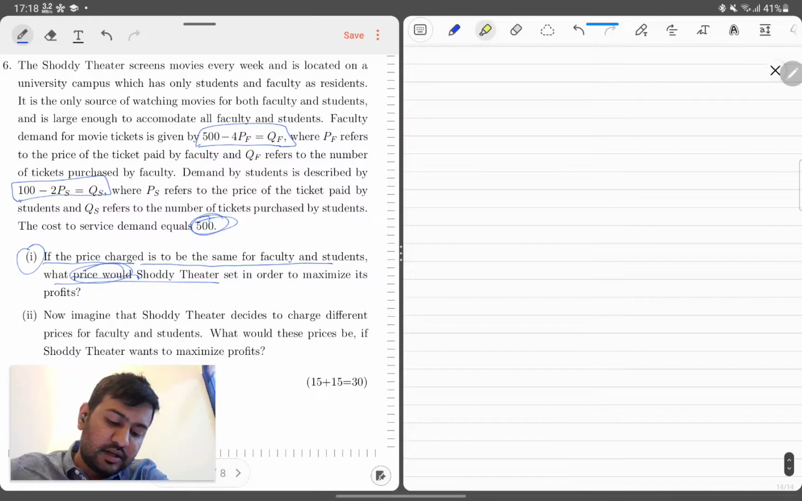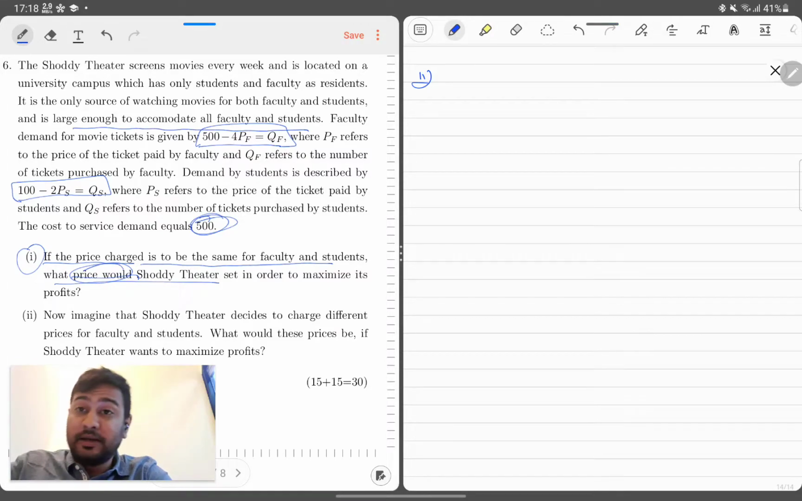Now let's look at the second part of this problem. In the second part, the firm can discriminate. Now here the key is that there is no quantity constraint. Remember, large enough to accommodate everybody. The only concern is that revenue should be maximized. So total revenue, now it can segregate into 2 markets. So this is going to be the case of third degree price discrimination.